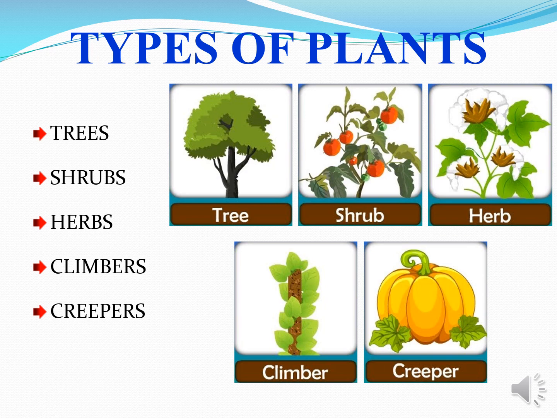What pictures can you see, children? These are the types of plants. What are the types of plants? Trees, shrubs, herbs, climbers and creepers. So these are the 5 different types of plants. Okay children? You can see all these pictures on the screen. Okay?